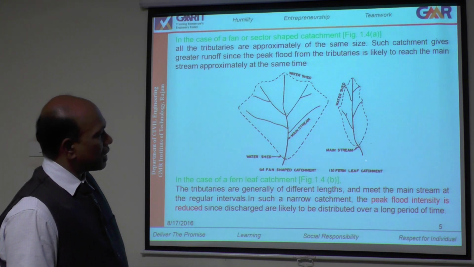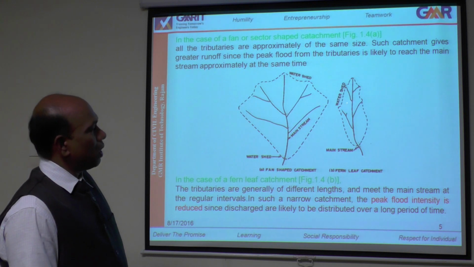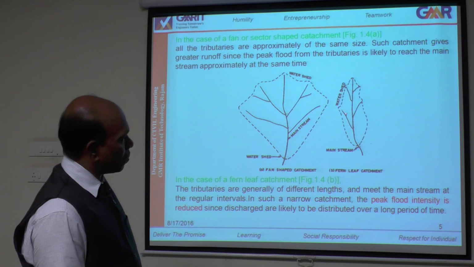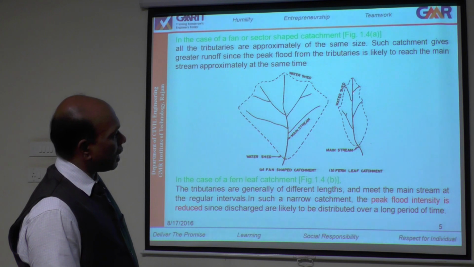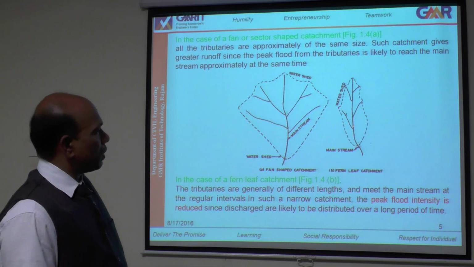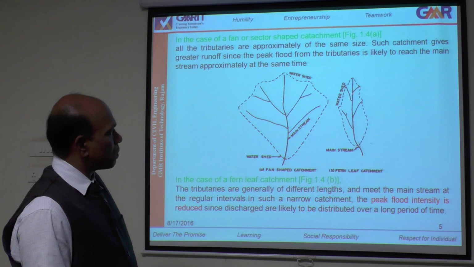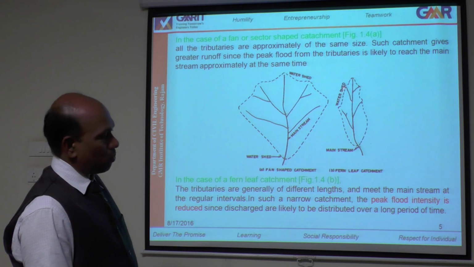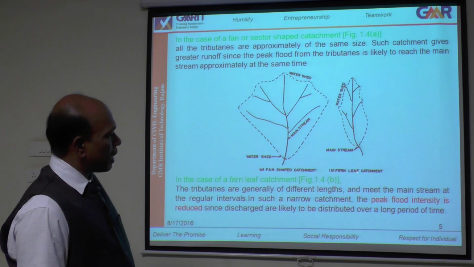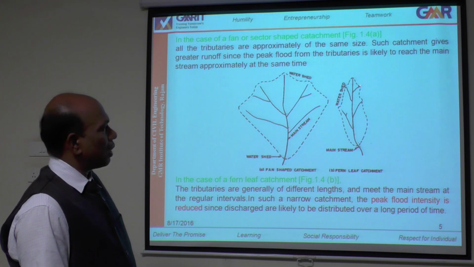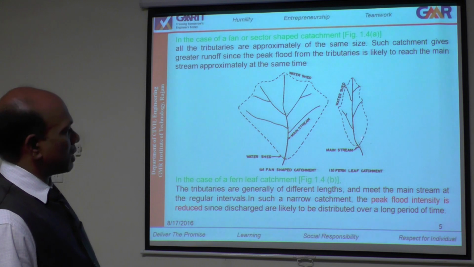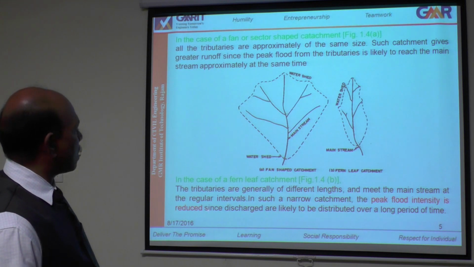the tributaries have different lengths. Here, this tributary's length is large as compared with this length. With different lengths of the tributaries, the water takes 1 hour to reach from this point to this point. In case of this tributary, from this point to this point it takes 2 hours, because the length is more. That's why in a fan-shaped catchment the runoff does not have a high discharge. Right? Tributaries are generally different lengths in this case. That's why the peak flood intensity is reduced.